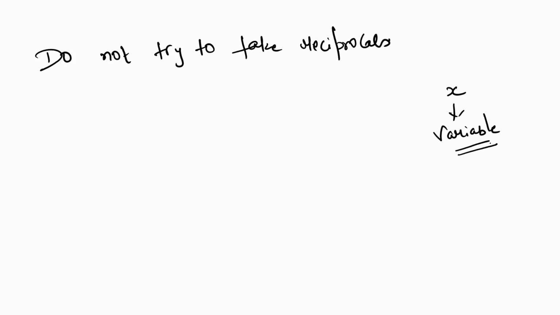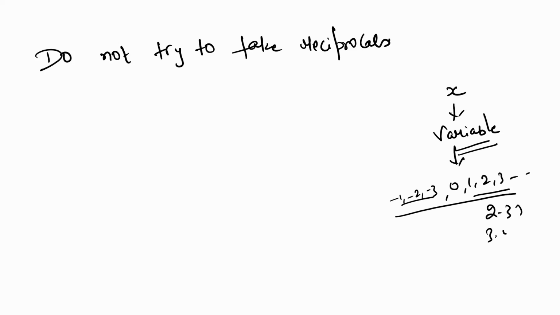A variable can assume any value like 1, 2, 3, 4, 5, and it can also assume 0, and it can assume -1, -2, -3. It can take any value, not only positive values. It can be decimals also, like 2.33, 3.4, -2.3, -4.5, anything. So you are not advised to take the reciprocal because you do not know the exact value of x, whether it is lying in the positive or negative or 0. Got it?